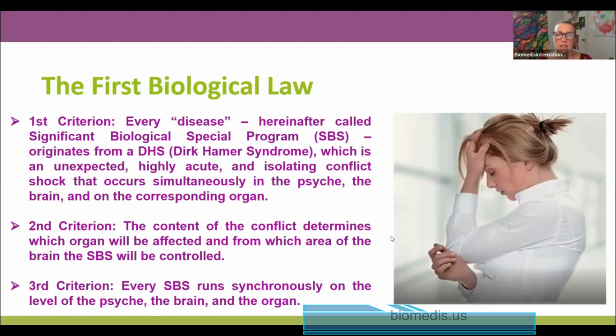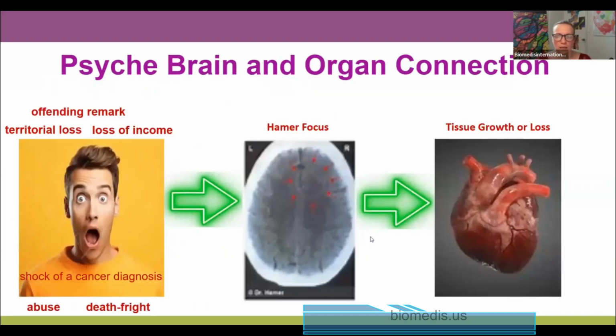Second criterion: the content of the conflict determines which organ will be affected and from which area of the brain the significant biological special program will be controlled. And the third criterion: every significant biological special program, or how we call it, disease, runs synchronically on the level of the psyche, brain, and the organ. And that's how it looks in the picture, the connections between psyche, brain, and organ.